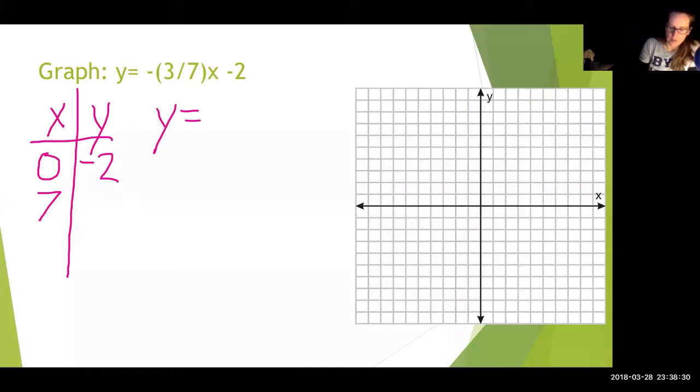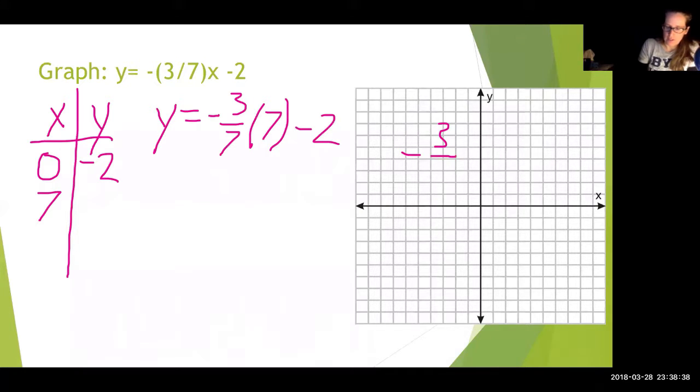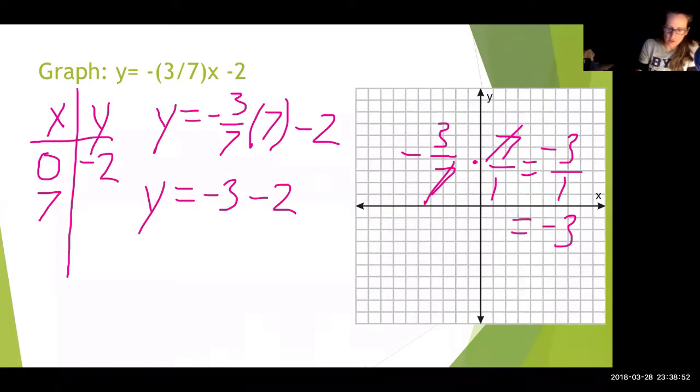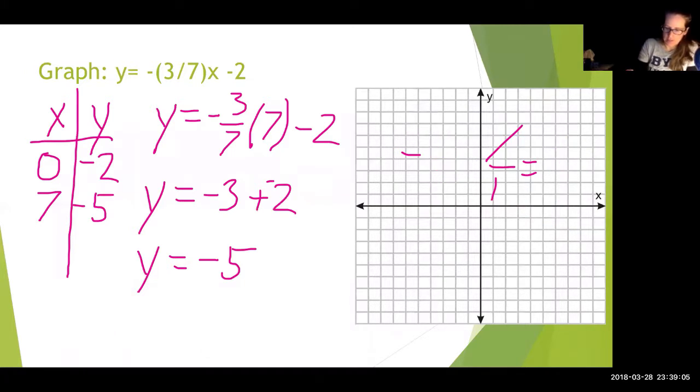y is equal to negative 3/7 times 7 minus 2. Go off to the side over here. Negative 3/7 times 7 over 1. Our 7's cancel out, and we end up with negative 3 over 1, which is just negative 3. We got a nice number from that. So y is equal to negative 3 minus 2, which is the same thing as adding another negative, and we get negative 5.